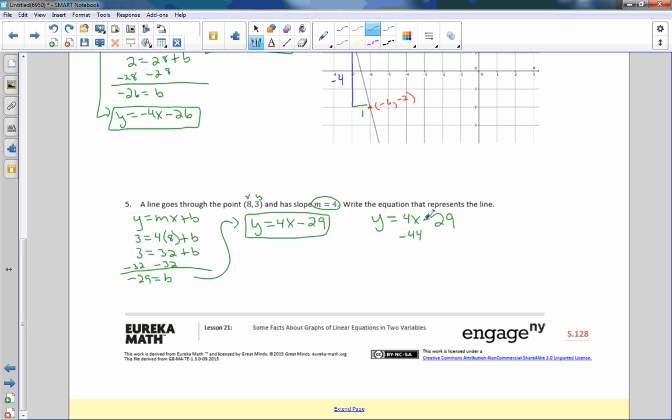Subtract 4x from both sides, and I get negative 4x plus y equals negative 29. I can't have a negative, so I'm going to multiply by negative 1. And I get negative times negative is positive 4x. Negative 1 times y is minus y. And a negative times negative is positive 29. So this is my standard form.